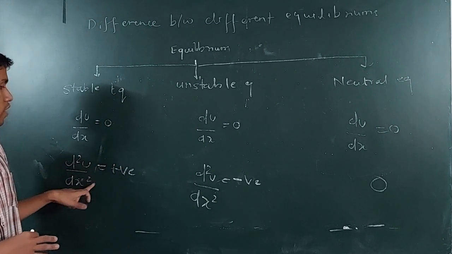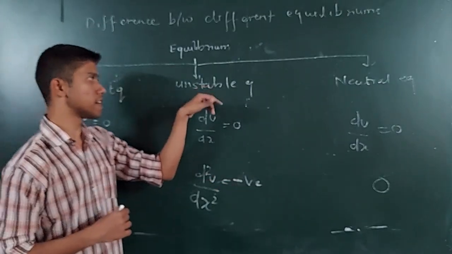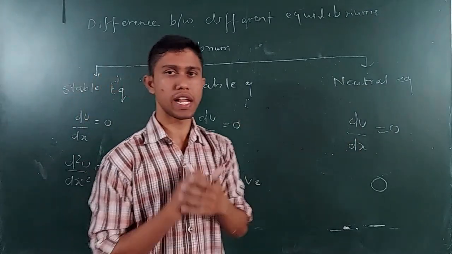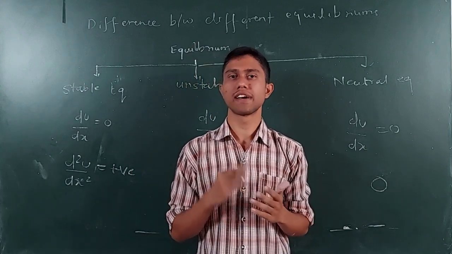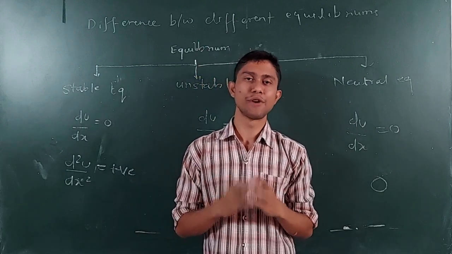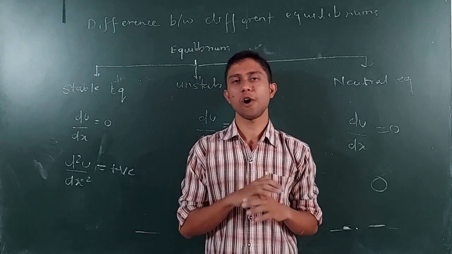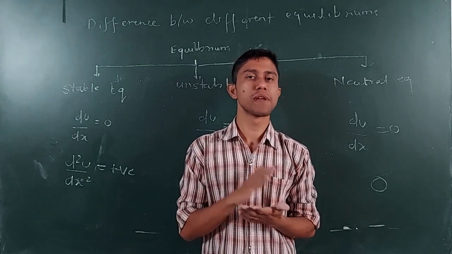So when d square u by dx square is positive, I can tell that it is stable. When it is negative, I can tell it is unstable, and similarly for neutral equilibrium. So this is how we can distinguish whether it is stable equilibrium, unstable equilibrium, or neutral equilibrium. So this was all about the equilibriums. So we end the topic on equilibriums here.